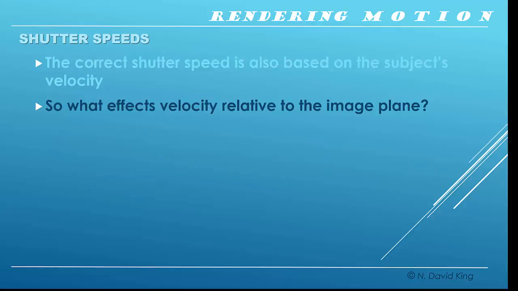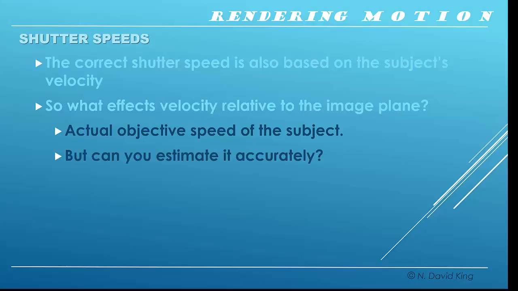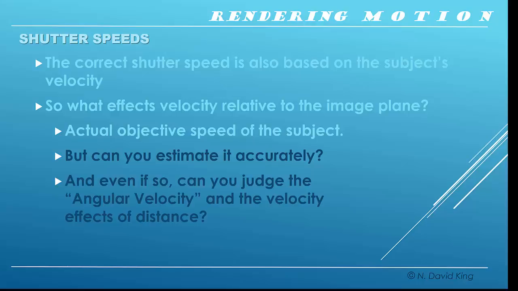And what affects that velocity? Well, there are several things. One, of course, is the actual speed of the subject. How fast is it going in that miles per hour or kilometers per hour measurement? Well, can you estimate that accurately? Most people can't. Some highway patrolmen can, but mostly it's such a guess that it's almost worthless to try to do that.